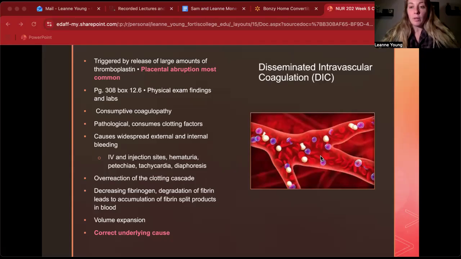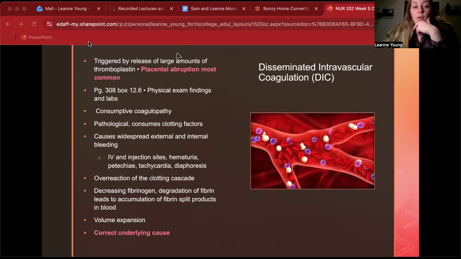It is a result from some event that has triggered this coagulative response. In the case of maternal and labor and all the stuff that we talk about in this class, the most common cause is a placental abruption. So if a mom has had a placental abruption, she is at an increased risk for developing DIC. This is life-threatening. You guys should have heard about this too in your A&P class, but we're going to talk about it here in regards to maternal medicine. So, page 308 and box 12.6 has the physical exam findings and labs that can go alongside of DIC.